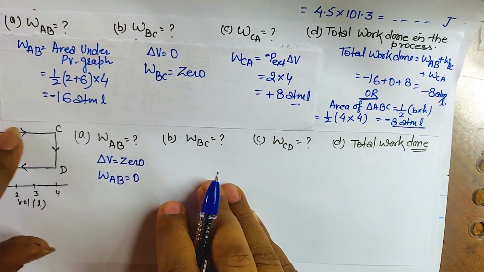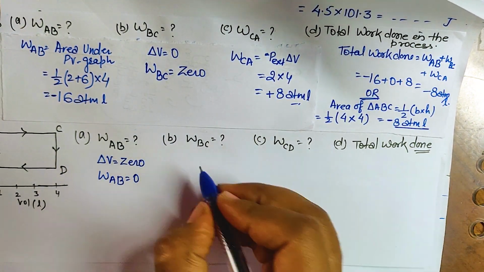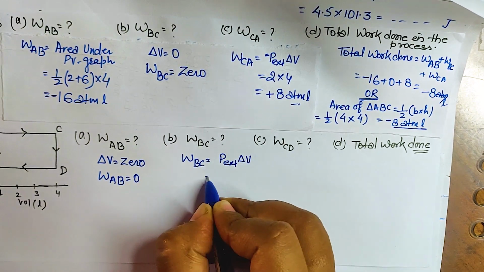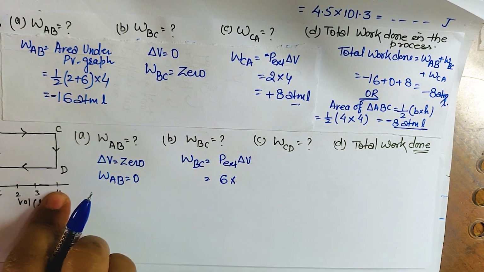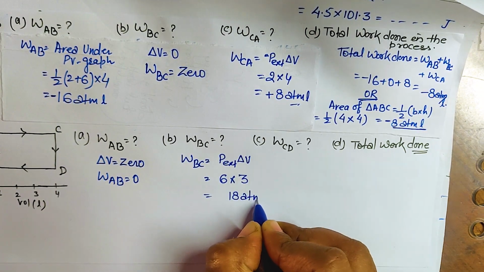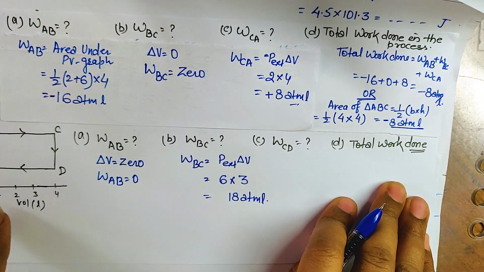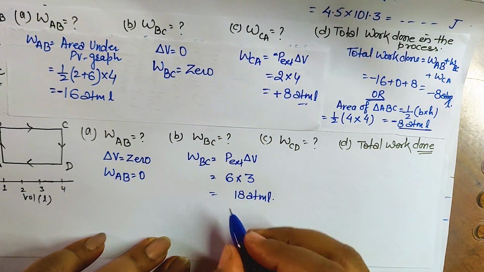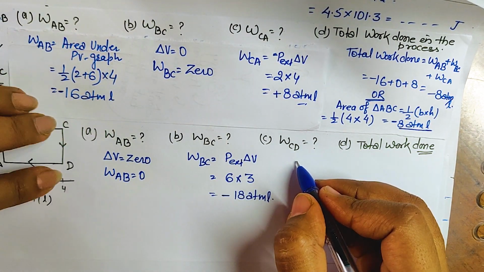Now for W_BC, if we go from this to this, the pressure is going to be constant. Pressure is constant. So we can use P external into delta V, and P external is 6, delta V is final 4 minus 1, 3, isn't it? So this will be 18 atm liter. What will be the sign? Just check. The volume is going to increase. The volume is going from 1 to 4. So volume is increasing, that means again it is like expansion. Yes, so minus.